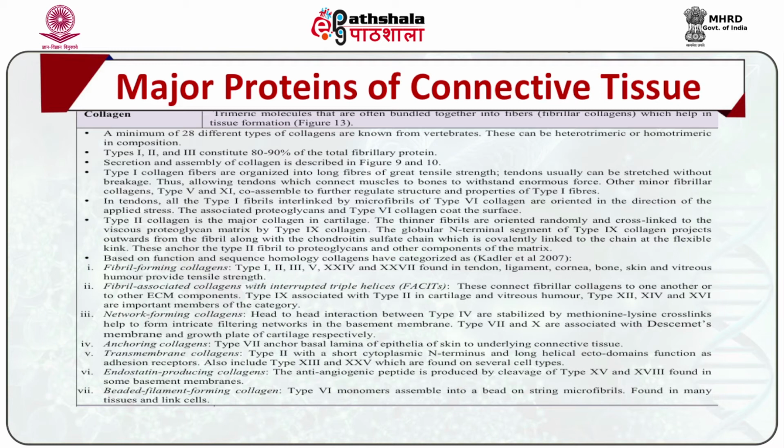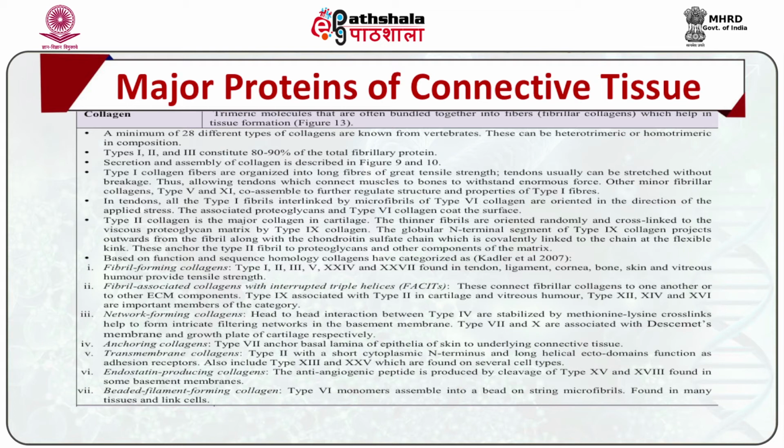The type 2 collagen is the major collagen in cartilage. The thinner fibrils are oriented randomly and cross-linked to the viscous proteoglycan matrix by type 9 collagen. The globular N-terminal segment of type 9 collagen projects outwards from the fibrils along with chondroitin sulfate chains, which are covalently linked to the chain of the flexible kink. These anchor the type 2 fibrils to the proteoglycans and other components of the matrix.